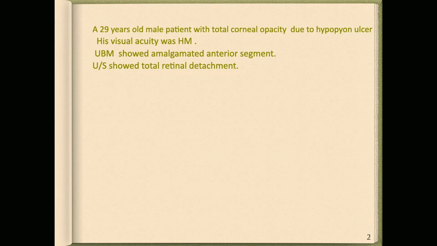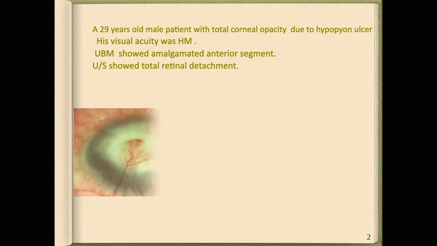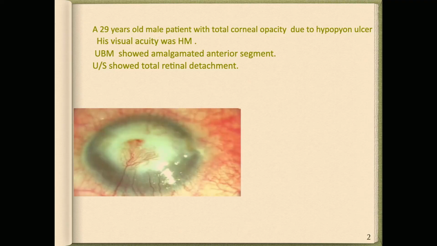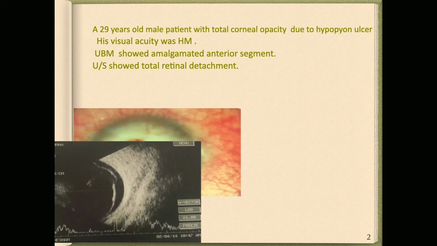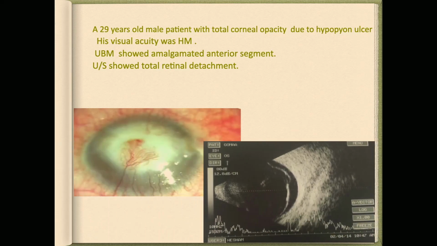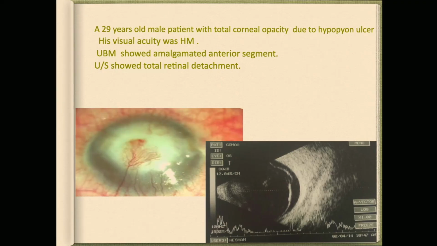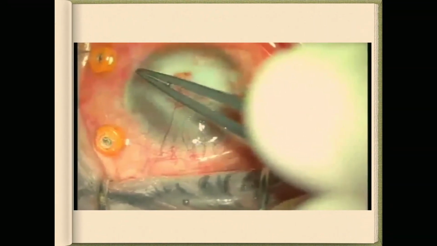First of all, I would like to share this case: a 29-year-old male with total corneal opacity due to hypopyon ulcer, and his visual acuity was hand motion. Slit lamp biomicroscopy showed an amalgamated anterior segment, and ultrasound showed total retinal detachment. This is the cornea, totally opacified, and this is the ultrasound showing retinal detachment. So how to deal with this issue?